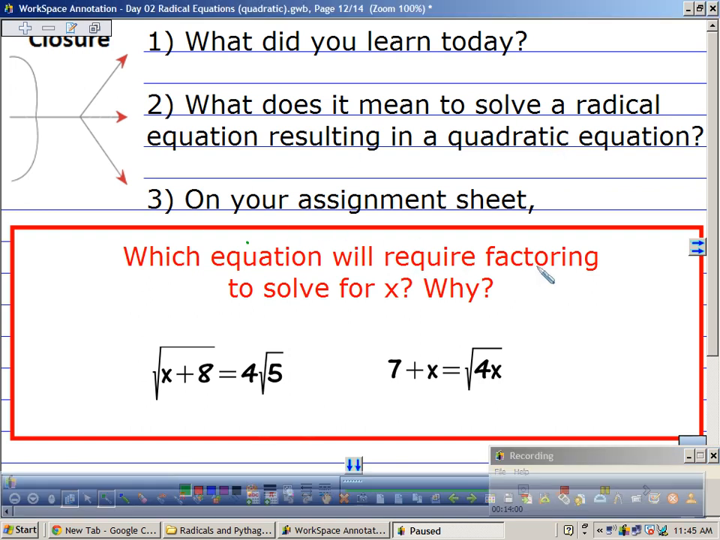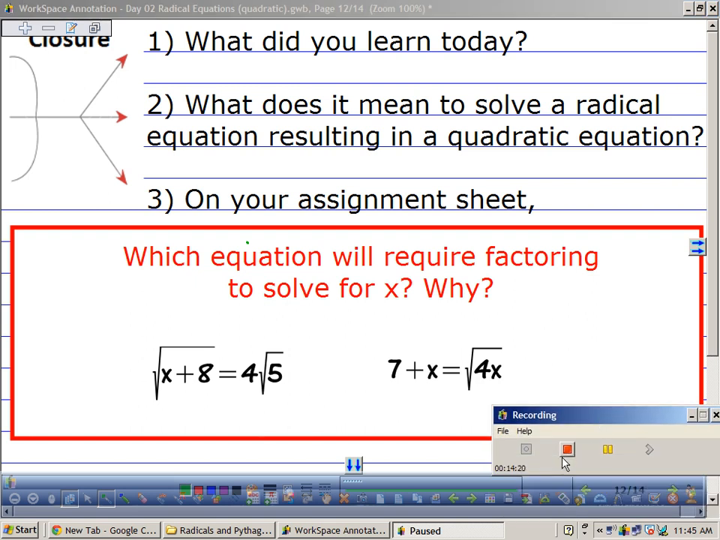Okay, which equation would you require factoring to solve for x? Which one would require factoring? The one on the right or the one on the left? One on the right. Why? Because there's an x on both sides, and one of them is going to get squared. Good job. Thank you. Fantastic. Because there's an x on both sides, on the right.